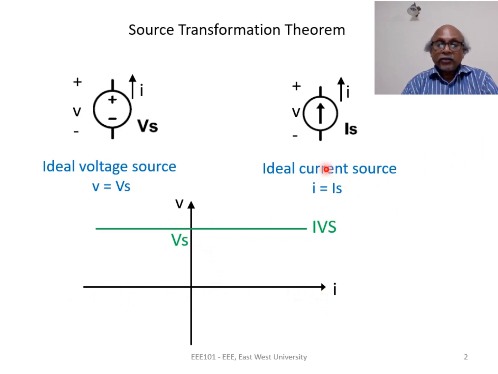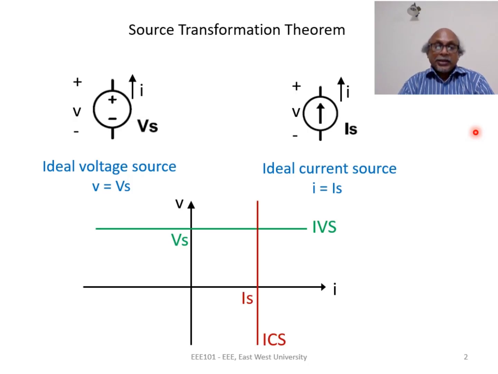Now let us look at the equation for the ideal current source. I equal to Is means x equal to constant. So that is a straight line parallel to the y-axis, which is represented like this. The straight line tells us no matter what the voltage is, the value of the current is fixed at Is.